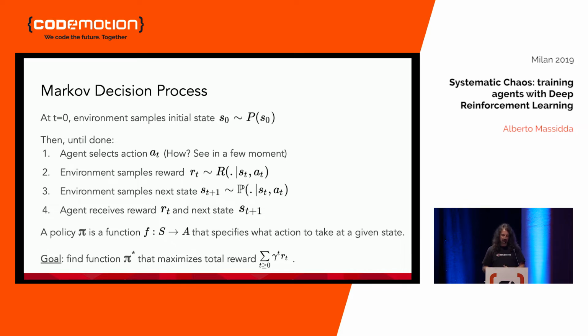A policy, pi star, is the thing that the agent uses, which is a function that maps from a state to an action, and specifies what action to take at a given state. The goal of all this is to find a function pi star that maximizes the total reward the agent can gather by taking actions in different states as the game rolls.